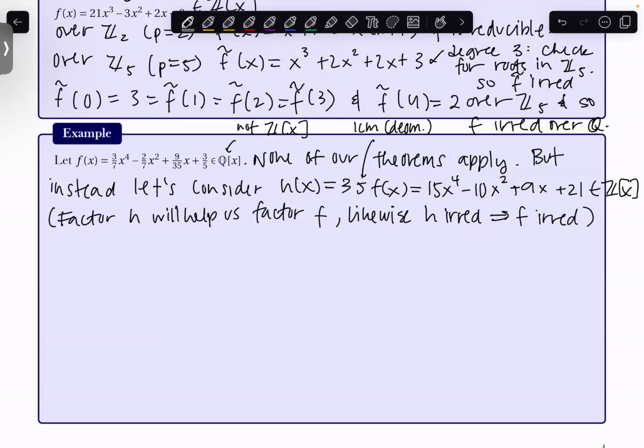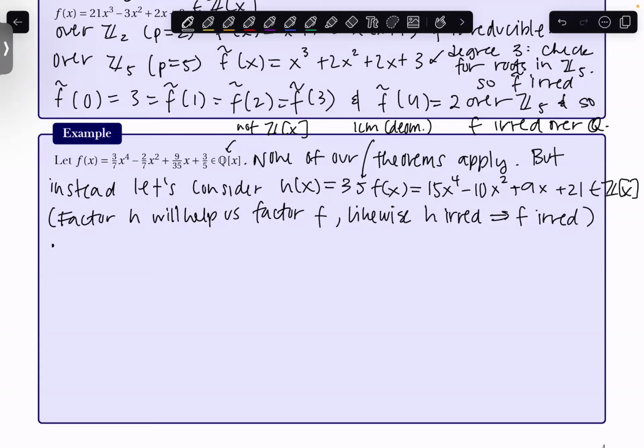Okay, again, this is why we call them associates, because they really hold all the same information that we care about, even in terms of the zeros. All the zeros are going to be the same here as well. Okay, so now that I have a polynomial with integer coefficients, I can use one of my theorems here to be able to conclude something.